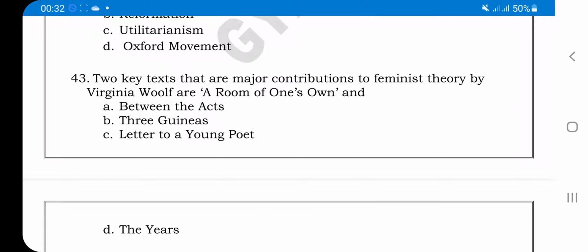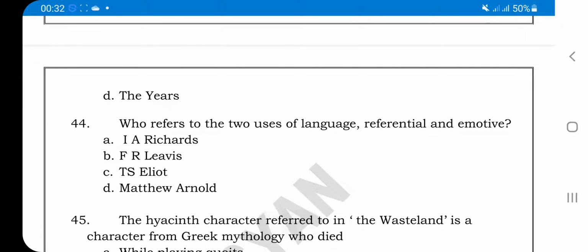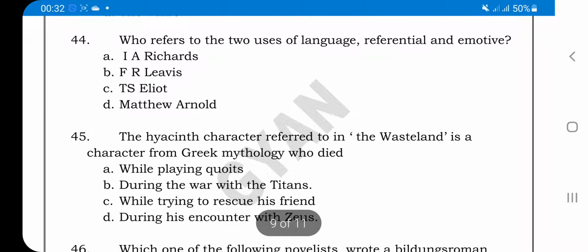The two attacks that are a major contribution to feminist theory by Woolf, and the right answer is, what I remember, Three Guineas. What is your answer? Three Guineas is the right answer. Who refers to the two uses of language, referential and emotive? And next is heroic character refers to wasteland.